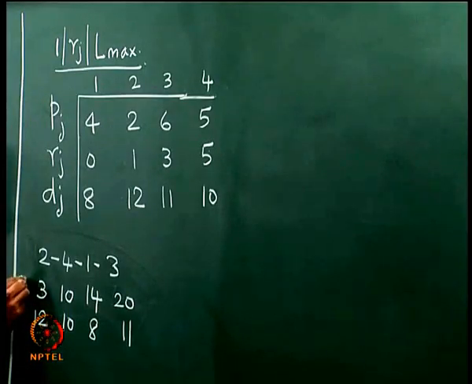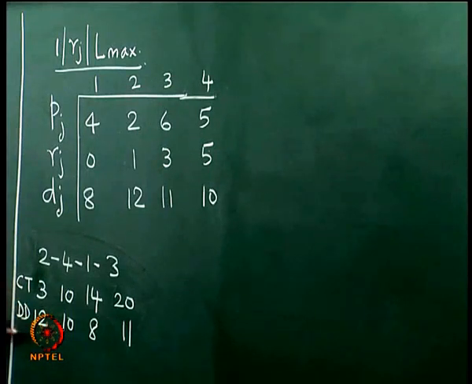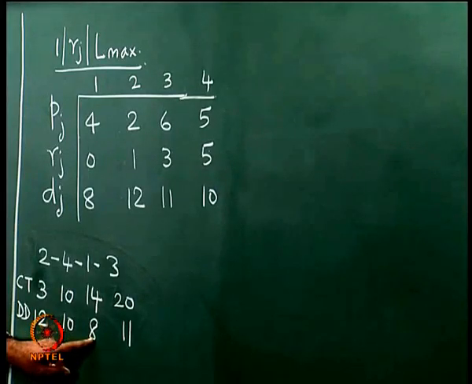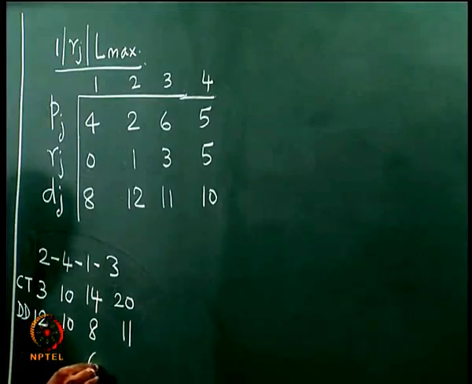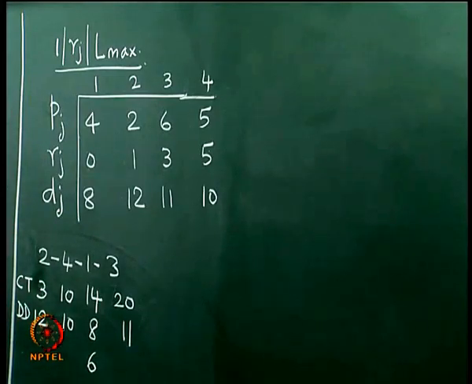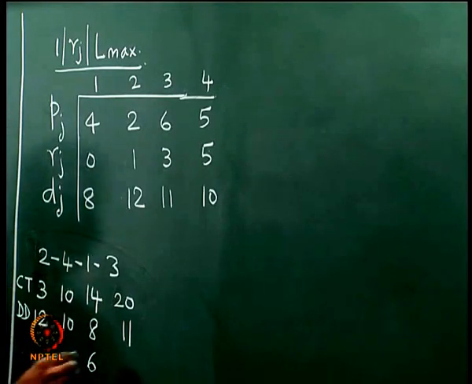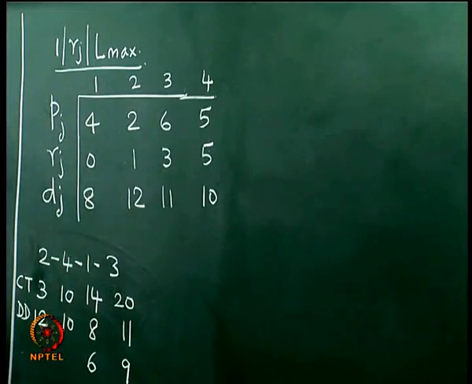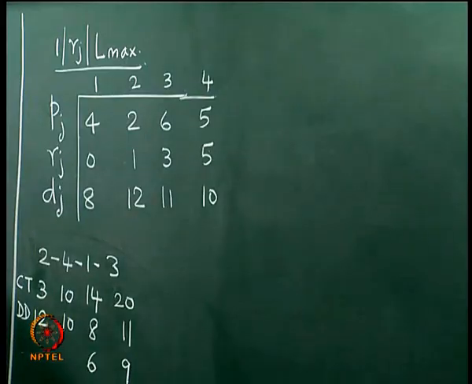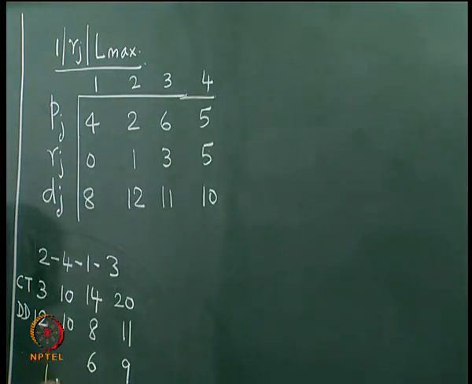So, these are completion times, these are due dates. So, this job is early, this job is neither early nor tardy, this job is tardy with tardiness equal to 6, this job is tardy with tardiness equal to 9. So, maximum tardiness is L max, so L max is equal to 9.